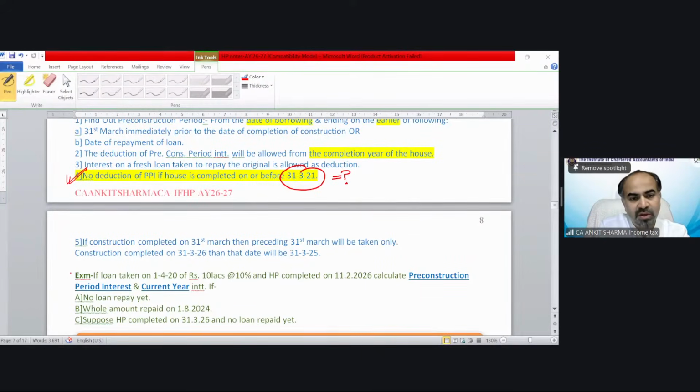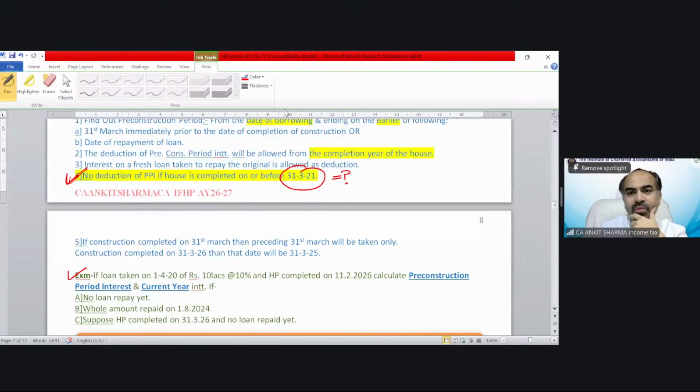But first of all, I would like to know that do you understand why this point number 4 or what exactly it wants to explain? Why we cannot claim pre-construction period interest if house is complete on or before 31st March 2021? Anyone want to explain this concept? It's a very simple thing. Mr. Ketan Mehta is saying 5 years calculation cannot be done. Maybe you are right, but your answer is too short to understand.